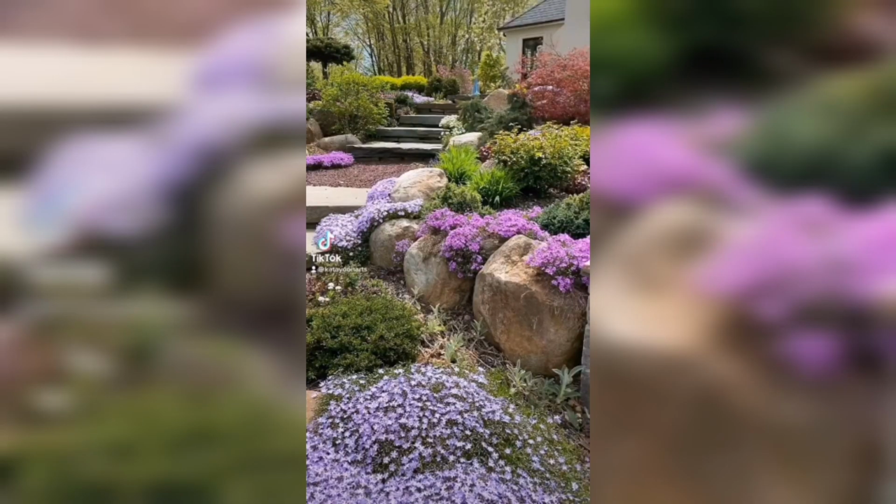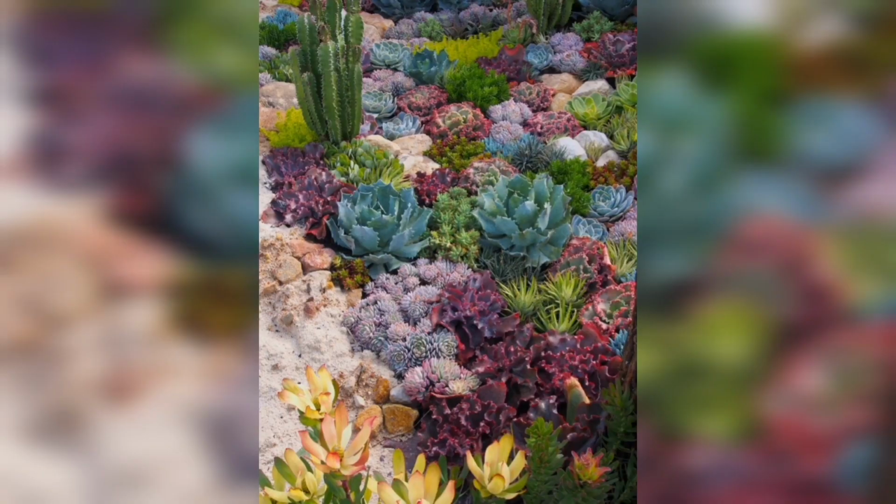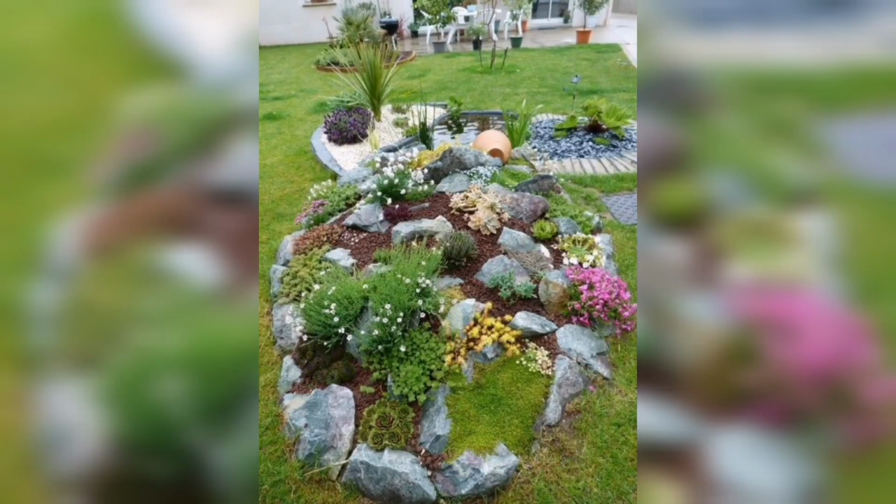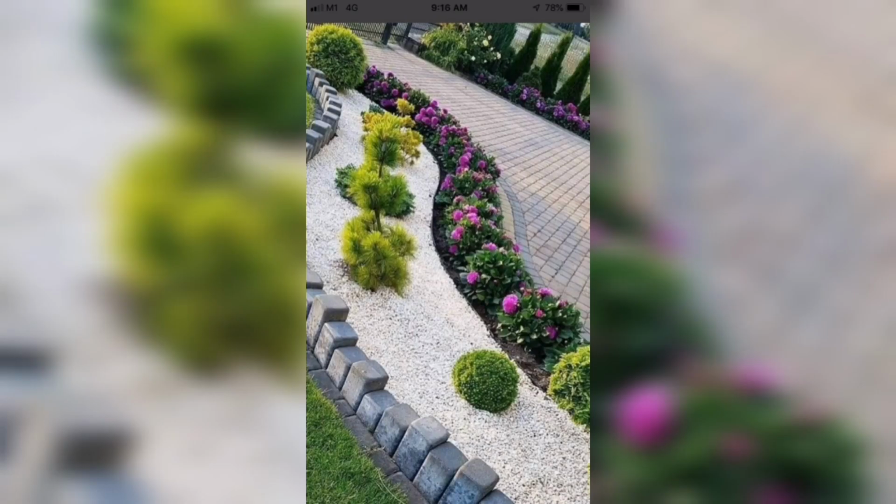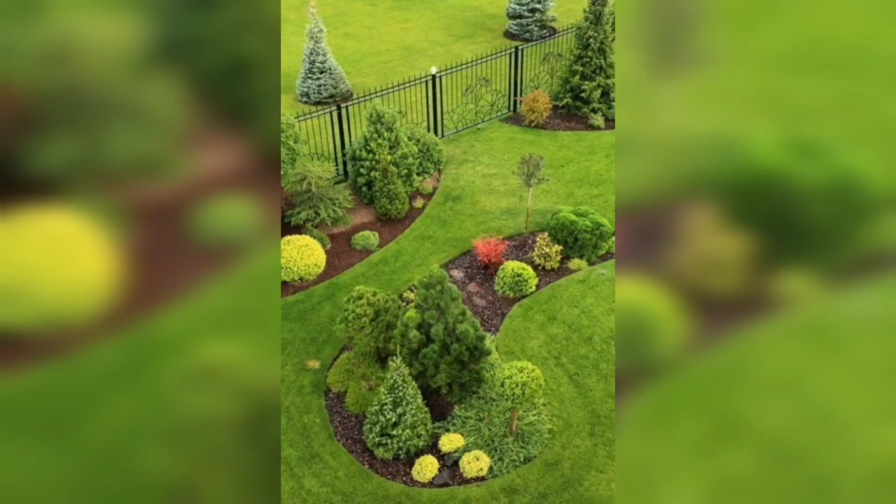Consider the seasons. Choose flowers that bloom at different times of the year to keep your garden looking beautiful all year round. You can also include seasonal plants like pumpkins and gourds in the fall, and poinsettias in the winter.